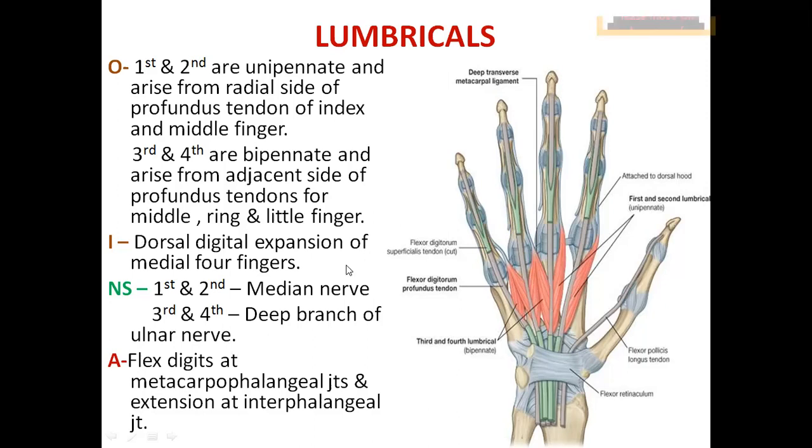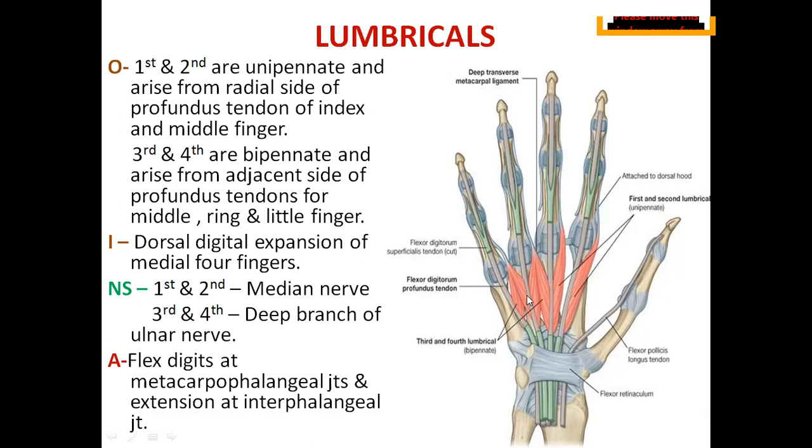Now, insertion. This is going and getting inserted into the dorsal digital expansion. While discussing the extensor digitorum muscle in my previous class, I talked about the dorsal digital expansion. I told you it receives the insertion of lumbricals and also interosseous. Okay, so there it goes, right? 1, 2, 3, and 4. They are going like this. This point, this point is nothing but the dorsal digital expansion of the medial four fingers, in the sense second, third, fourth, and fifth fingers.